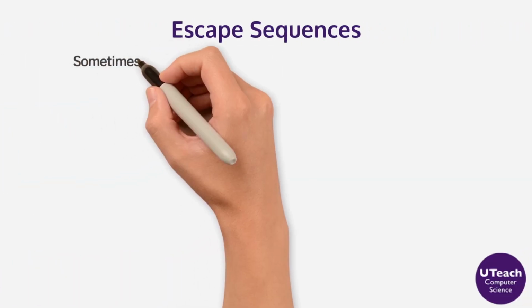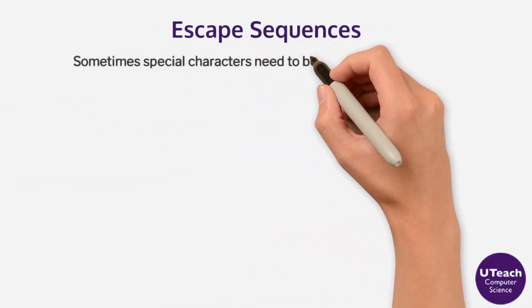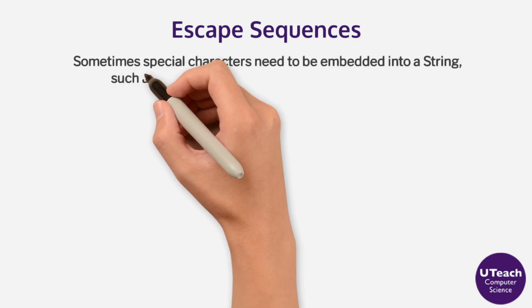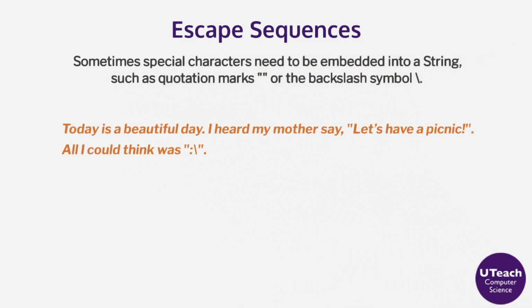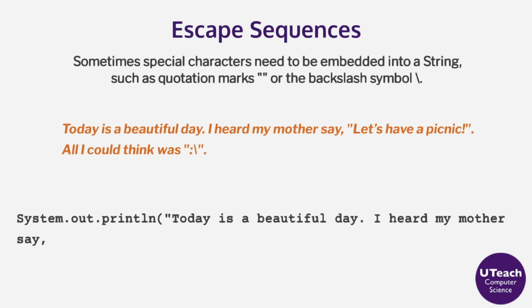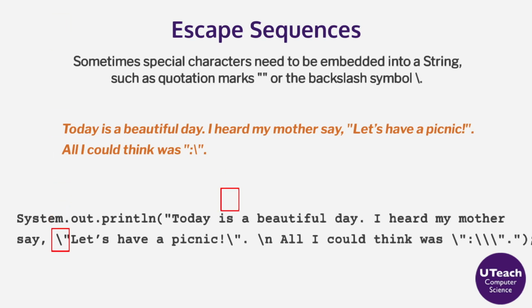Sometimes special characters need to be embedded into a string, such as quotation marks or the backslash symbol. Look at this example of a couple of sentences that have a quote, backslash, and are on two new lines. Notice the escape sequence, the backslash in the System.out.println statement before each of the special characters. Also, notice the \n forces a new line.